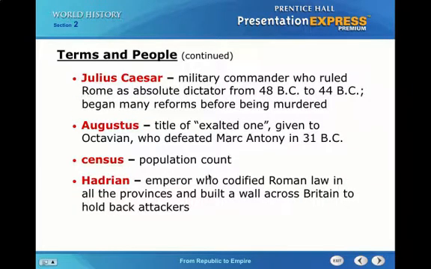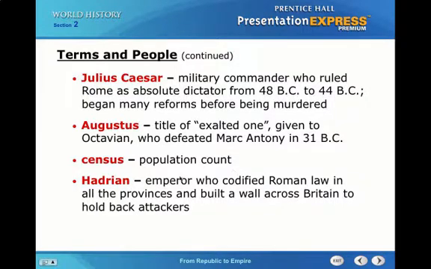Julius Caesar is a military commander who becomes absolute dictator. You could probably point to him as being the guy that leads to the downfall of the Roman Republic. But most people agree by the time of Augustus, it's no longer existent.